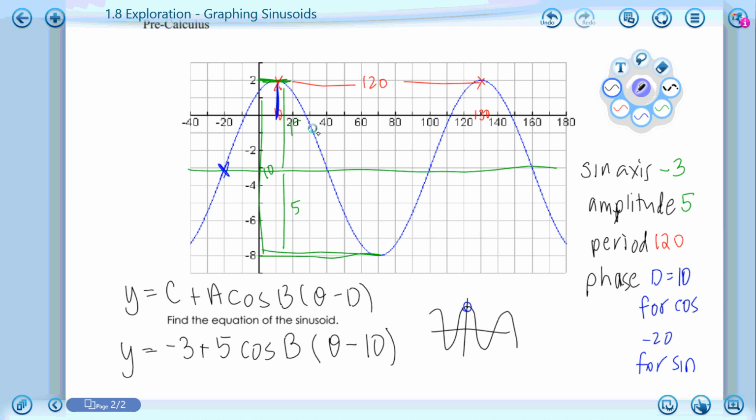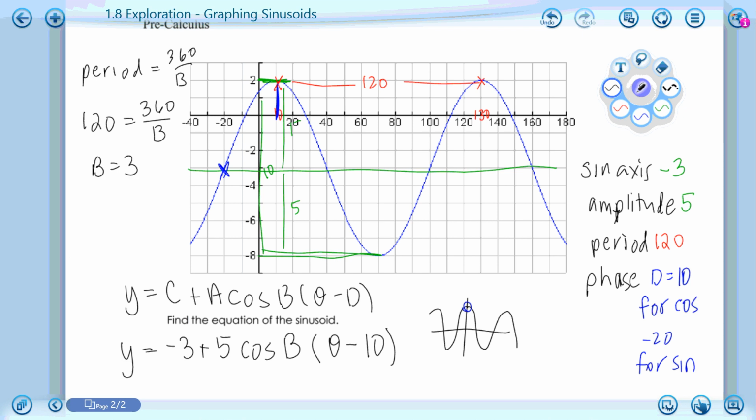Well, remember this equation that the period is 360 divided by b. Well, you can solve that equation if I know the period and I want to find b. So my period is actually 120. 120 is 360 over b. So what does b have to be in order to get 120 as the answer? B in this case is 3.